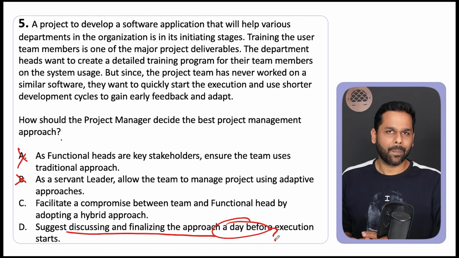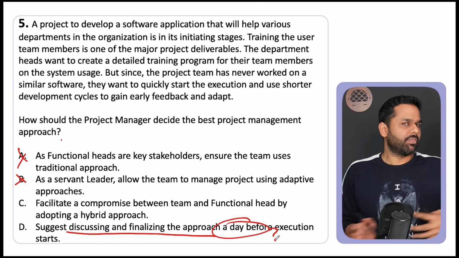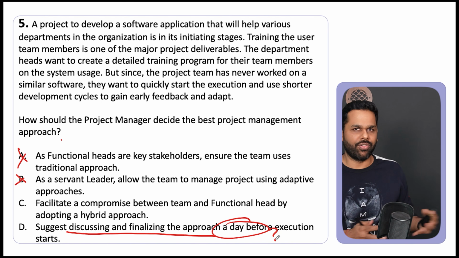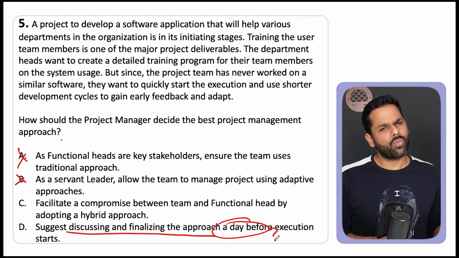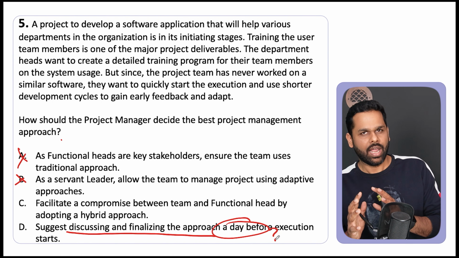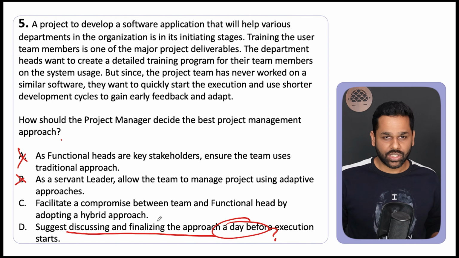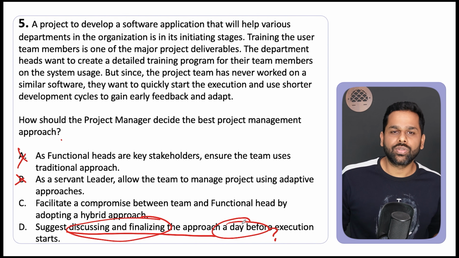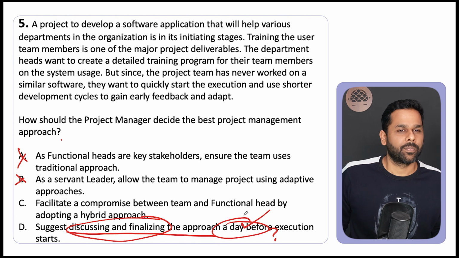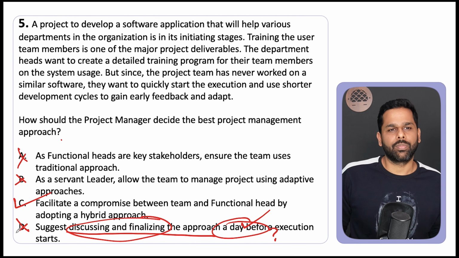Why? Should we not decide it a little bit, maybe a week before, or maybe 2 days before? Why a day before? Right? So this is not right. Yes, you are using collaboration, but you are using it at a wrong time. Compromise is a better approach here.